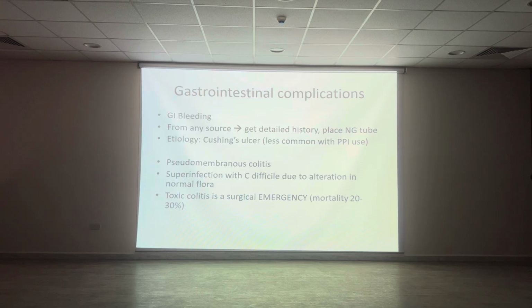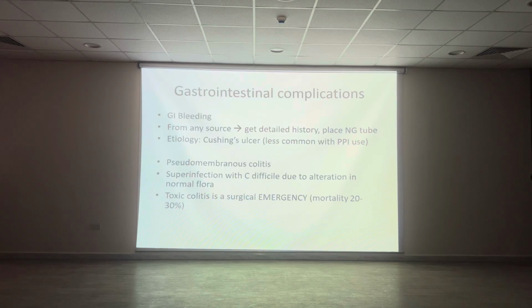GI bleeding may happen from patient anticoagulation or a stress ulcer. So you need to know who the patients at risk are, and if your patient is going to the ICU, or is fasting for a long time, you may need to start them on antacid medications to minimize the risk of ulcer.